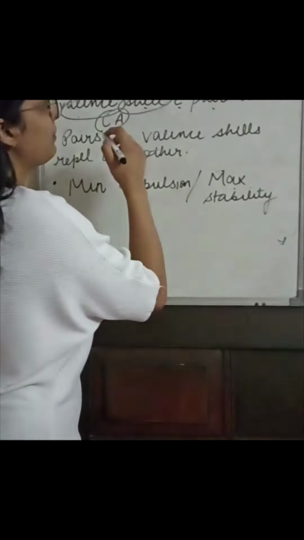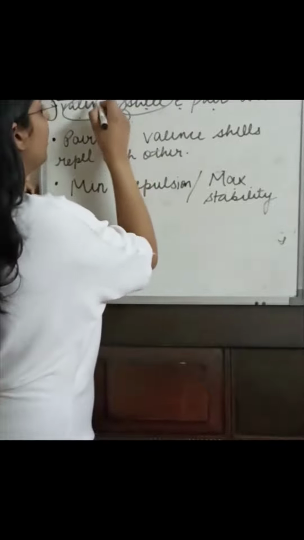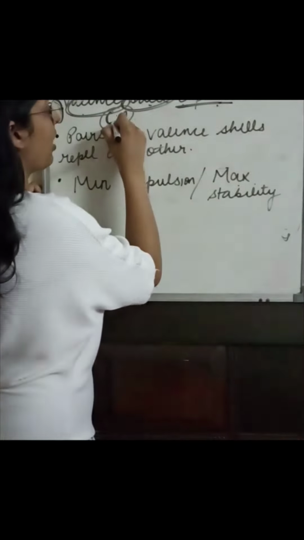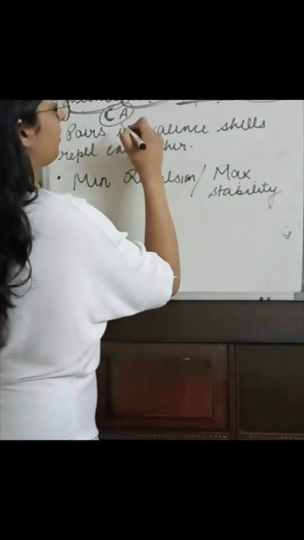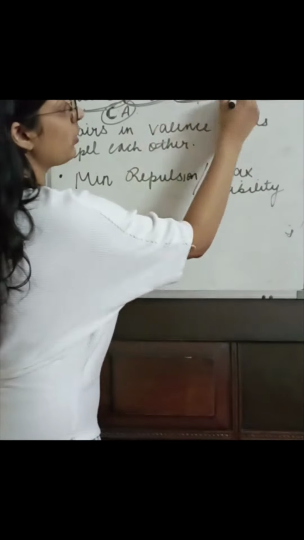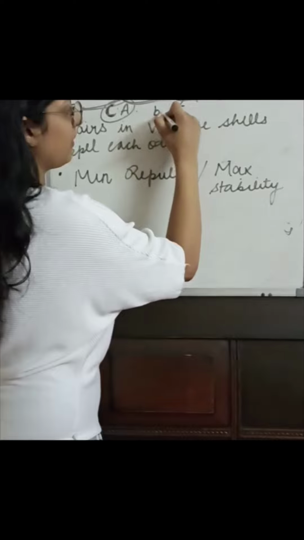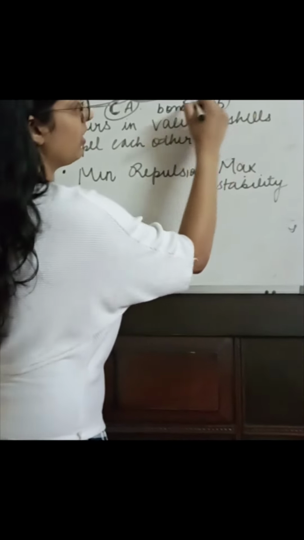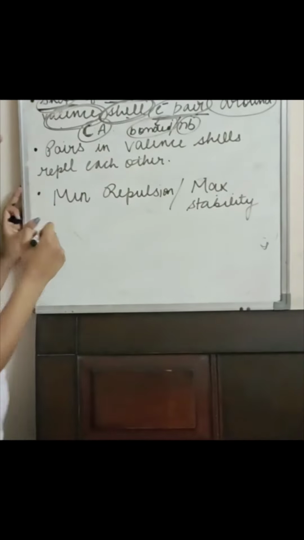Now we are going to discuss that the shape of a molecule depends upon the number of valence shell electron pairs around the central atom. Now this electron pair may be a bonded electron pair or a non-bonded electron pair. The number of electron pairs will decide the shape of the molecule.